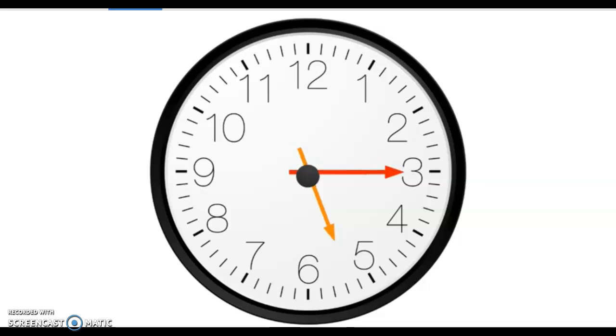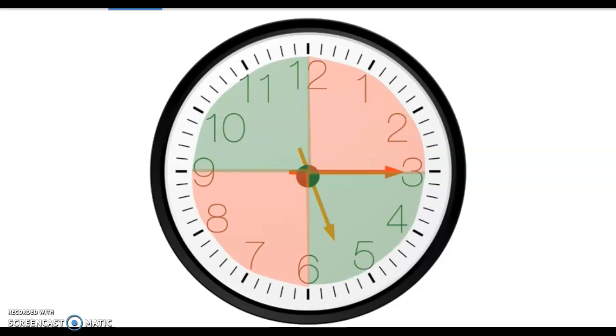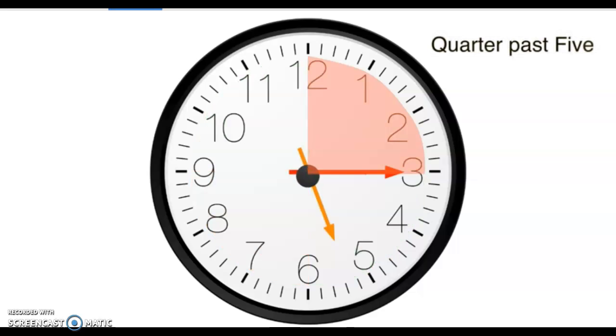What time is it? Imagine if we were to cut this clock into quarters. Then this big hand has gone 1/4 of the way around the clock. So we say it is 5:15.